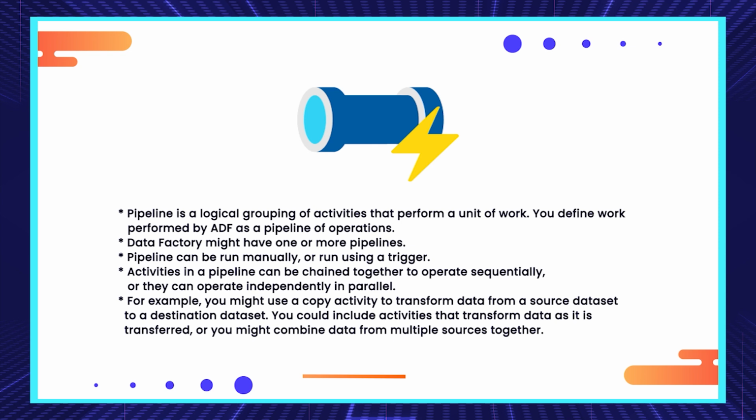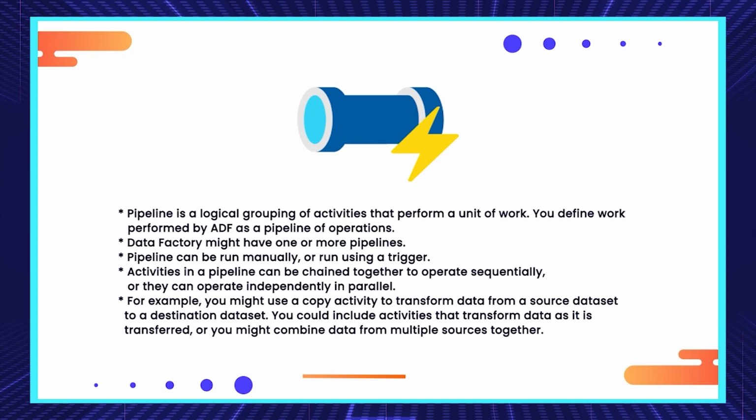A trigger is nothing but an automation of a pipeline, where we give certain requests in the trigger, and as per our request it runs the pipeline. So for example, you might have a copy activity to transfer the data from a source dataset to a destination dataset. You can include multiple other activities that transform the data, or you might combine multiple data coming from different data sources and then use a copy activity there.